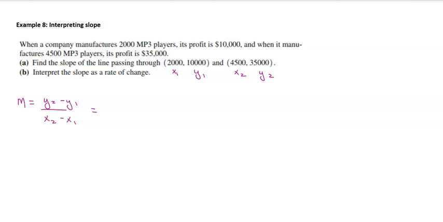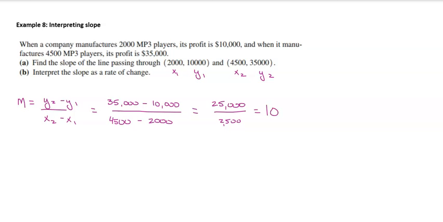So y2 is 35,000 minus 10,000 over 4,500. Make sure you go in the same direction, so you use the same coordinate pair. So we've got that one as the first one, and the second one is 2,000. So we're going to get 25,000 over 2,500. And that gives us 10. So that is the slope.